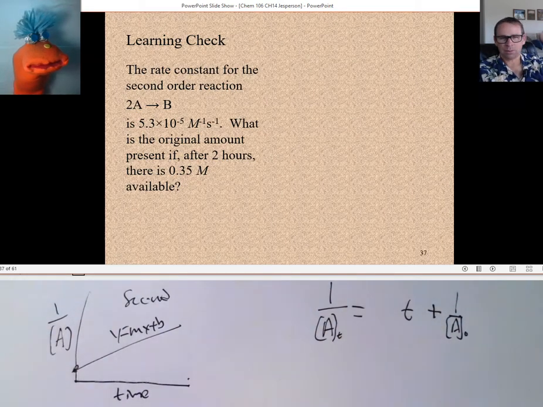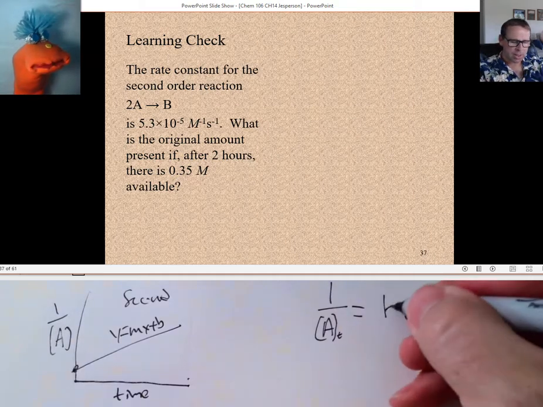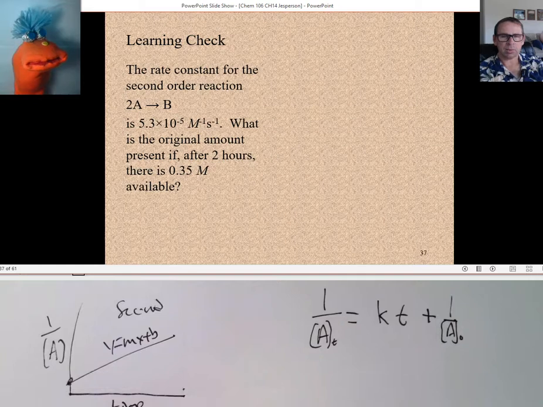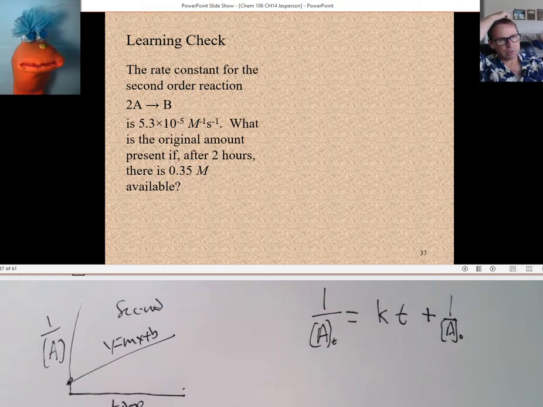And that slope is what? Do you remember? Oh, that's the rate constant. That's right. So look, I've regurgitated it because I remembered that 1 over A versus time is linear for second order reactions. Okay? So that's the kind of thing we want to be able to do. Now, if I put in what values are provided for us here from this equation? We got k, 5.3 times 10 to the minus 5.